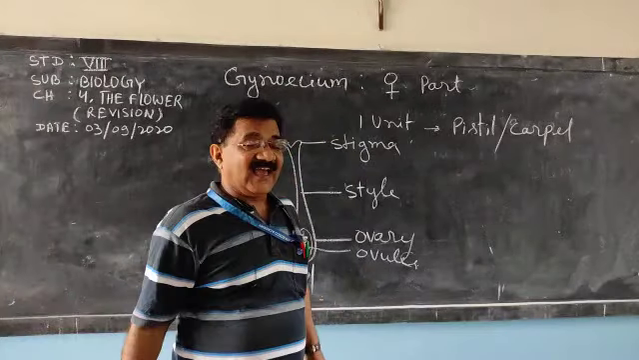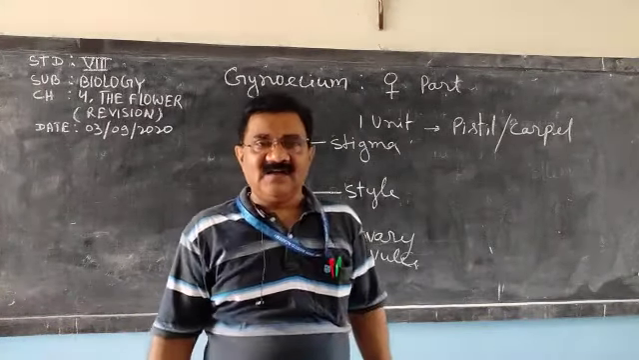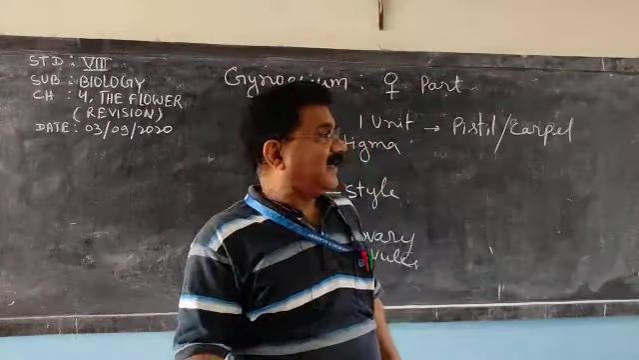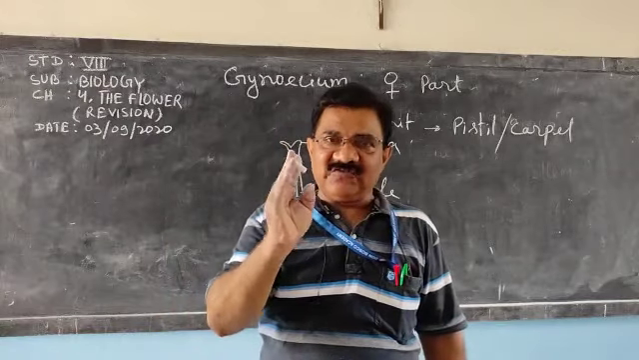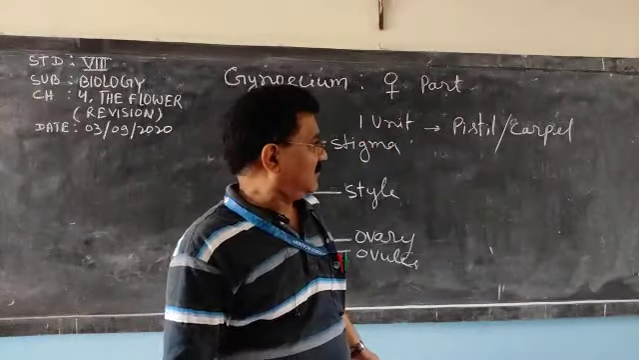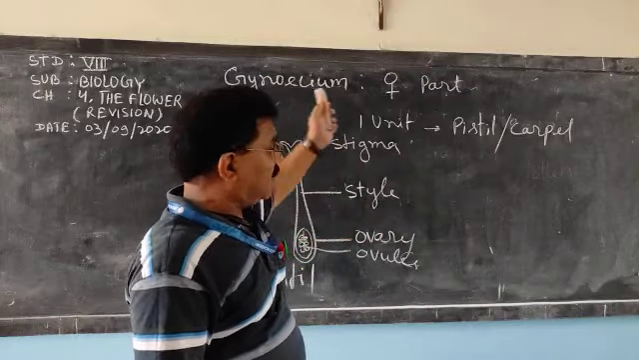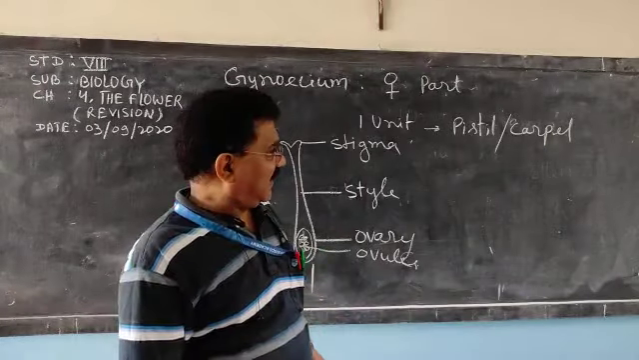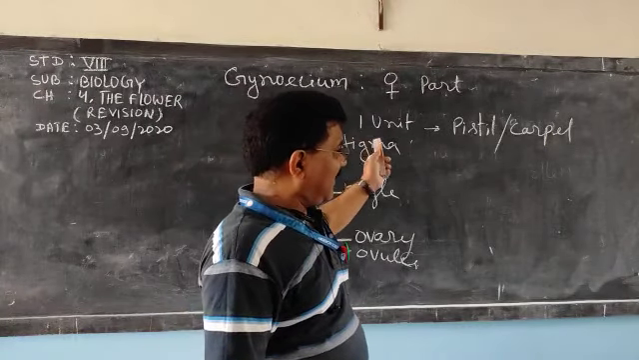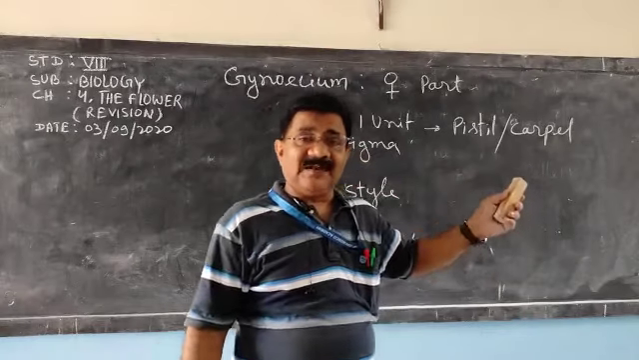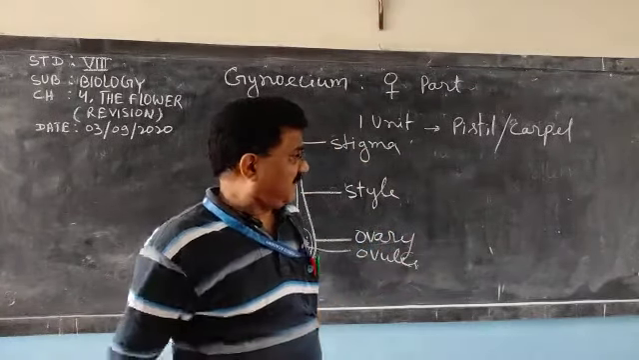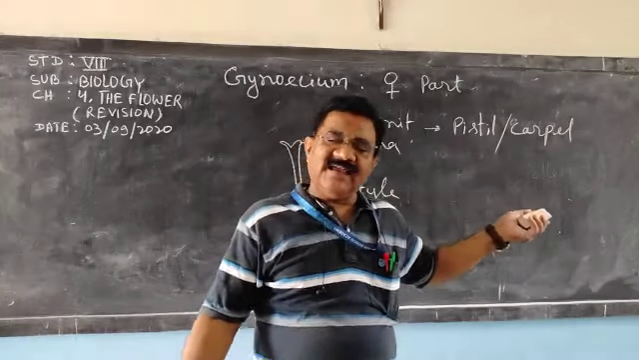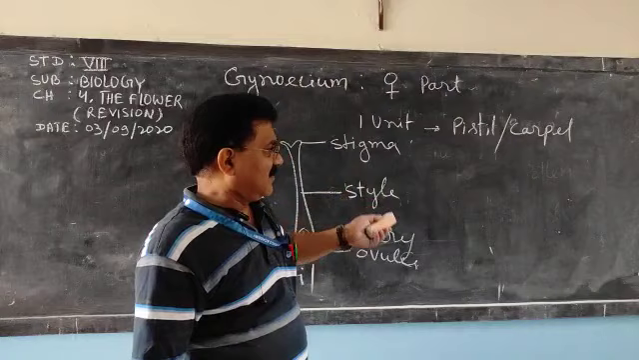So we have understood the four whorls of a complete or bisexual flower: calyx, corolla, androecium and gynoecium. Now, is it necessary that all the four whorls will be present in a flower? Not necessary. If any of the whorls is missing, then the flower is an incomplete flower, and if all are present, the flower is a complete flower.